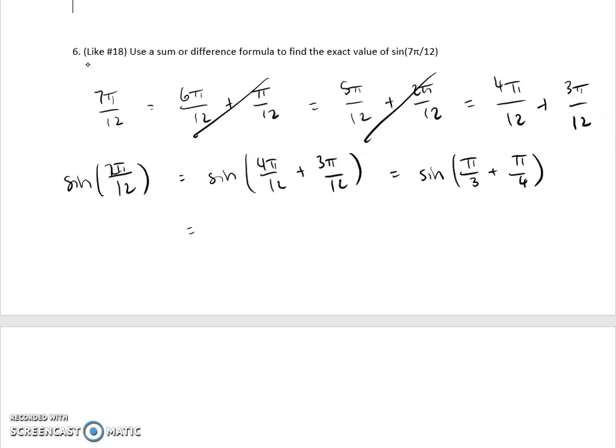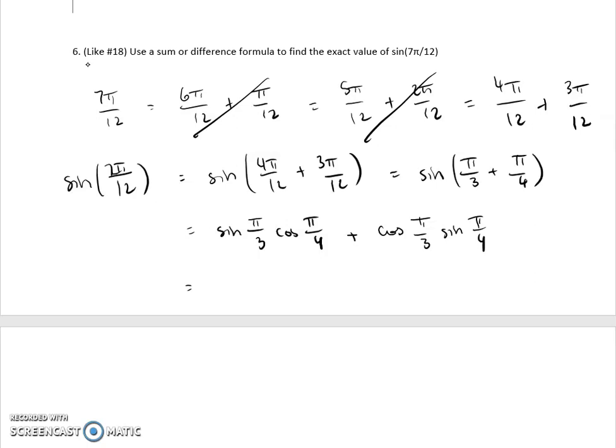So sine, you're going to get opposite functions, same sign in the middle. So I'm going to get sine pi over 3, cosine pi over 4, minus, no, sorry, same sign in the middle, plus cosine pi over 3, sine pi over 4. Okay, so sine gives you opposite functions, same sign. And then you should be able to look at your unit circle for this.